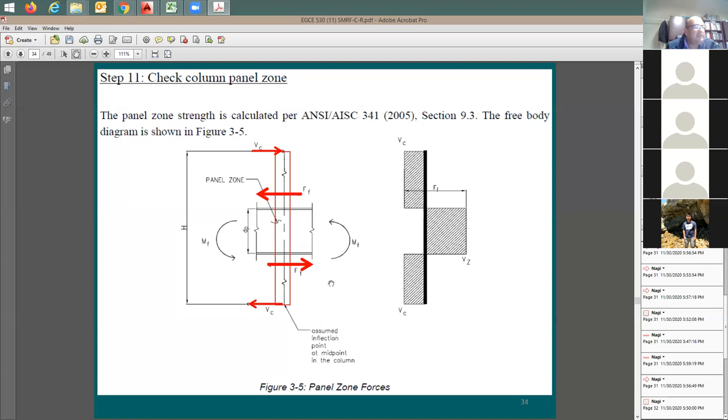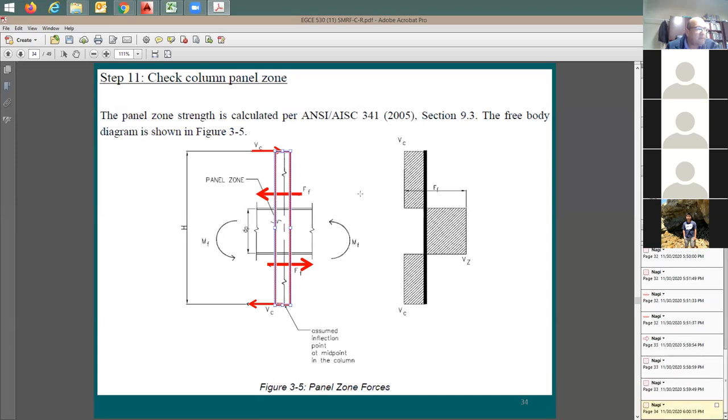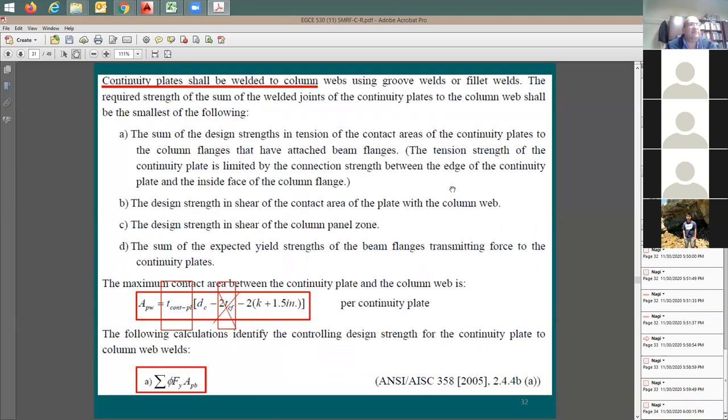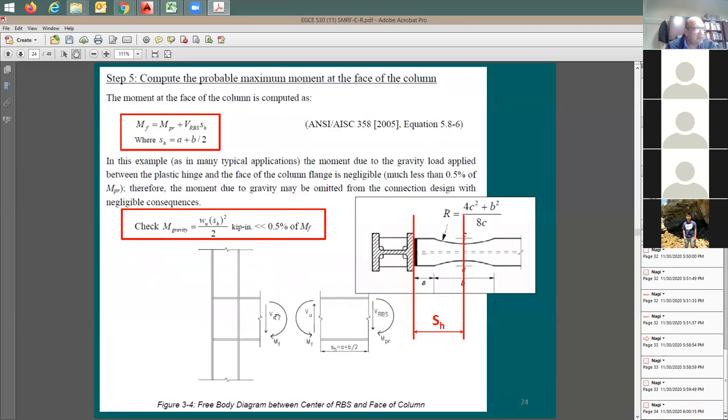So in here I'm going to say the force that you start with is this MF. And if you remember, MF is the moment at the face of the column. It's going to be right here. This MF is equal to what? It's going to be equal to the mechanism moment, which is MPR, plus the additional effect of this little bit of a cantilever. This is a small cantilever that we discussed. Now, where's MF? MF is the moment right at the face of the column. So we discussed this before. We know what MF is.